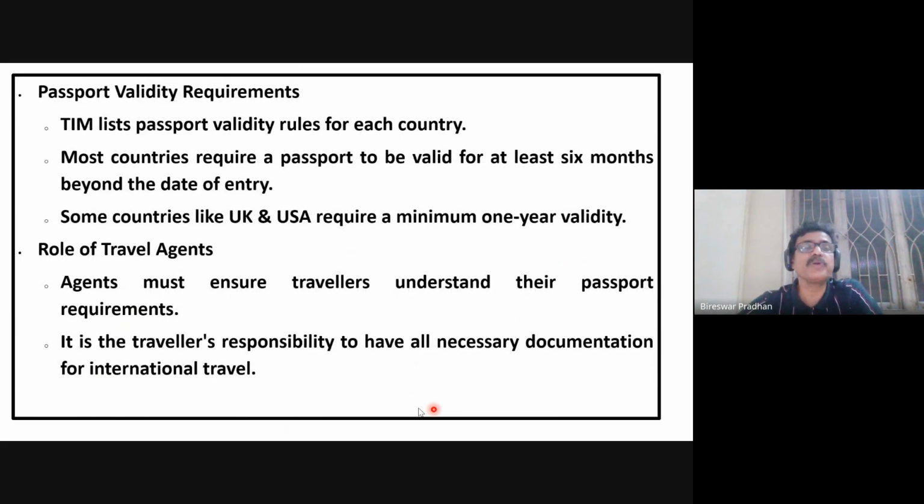Passport validity requirement. What are the requirements for the team? It lists passport validity rules for each country. Most countries require a passport to be valid for at least 6 months beyond the date of entry, and some countries like the UK and USA require a minimum of 1 year validity.